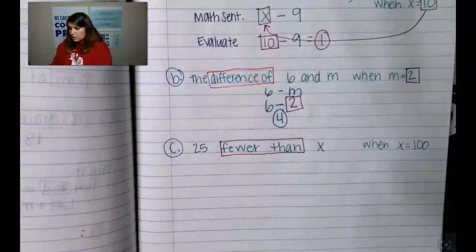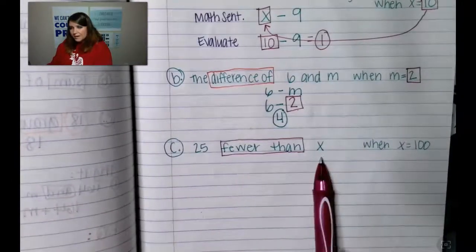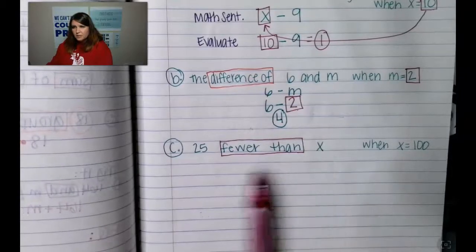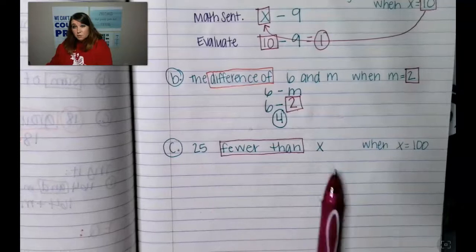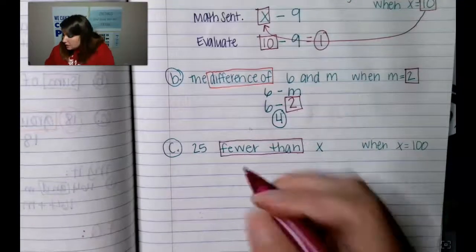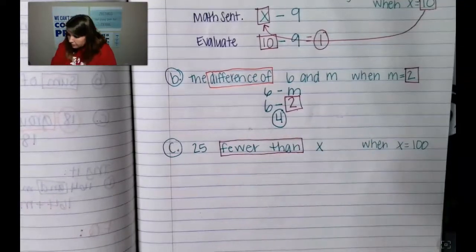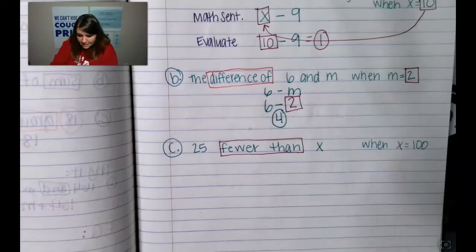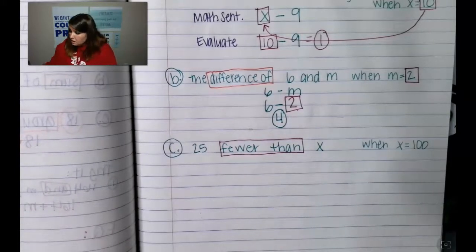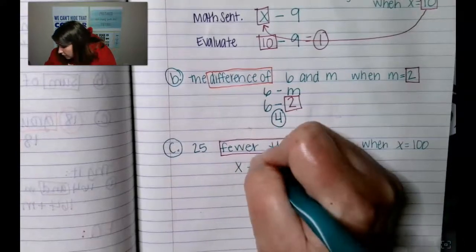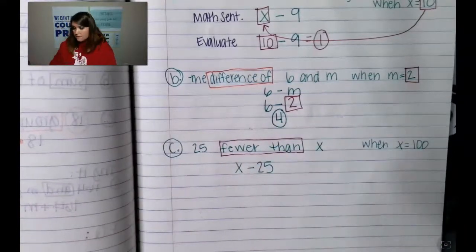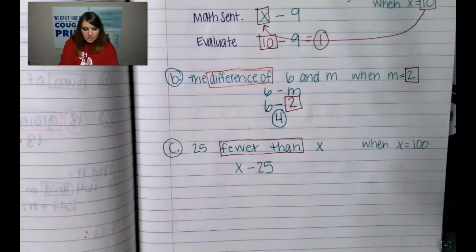So let's go back to our page, and we need to switch these. Instead of just writing 25 minus x, I actually have to write these backwards. Because fewer than, 25 has to be fewer than the x. So this really means x minus 25. Okay, I got my first step done. I have my math sentence.